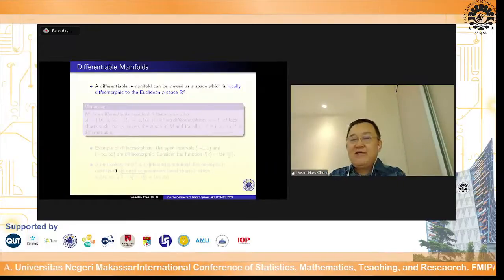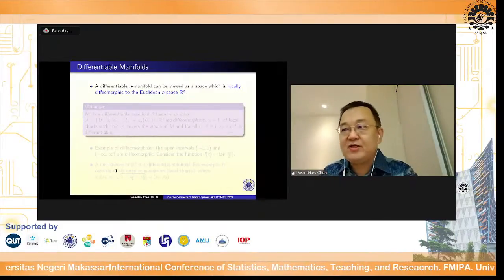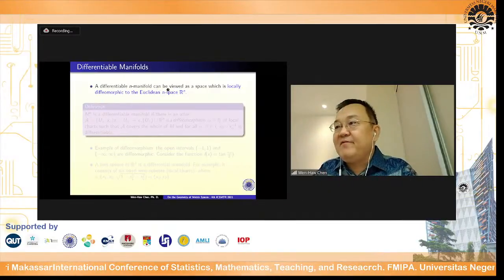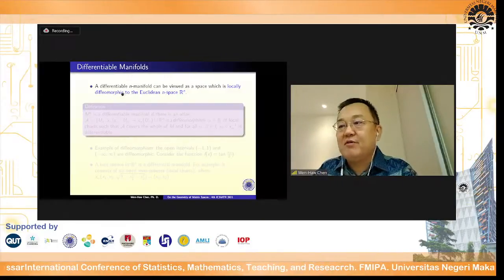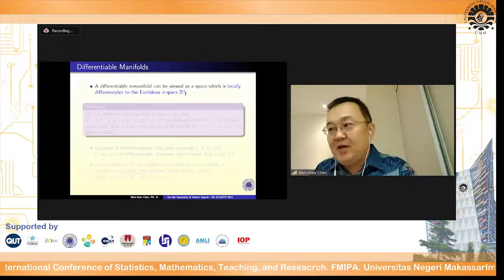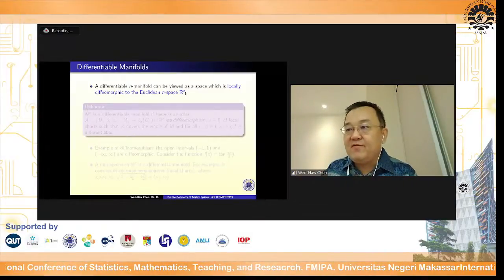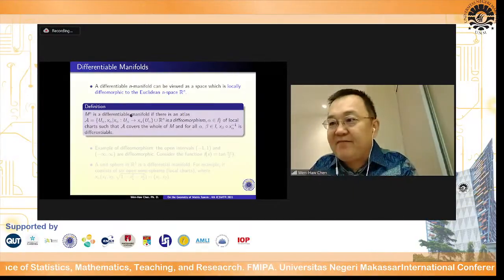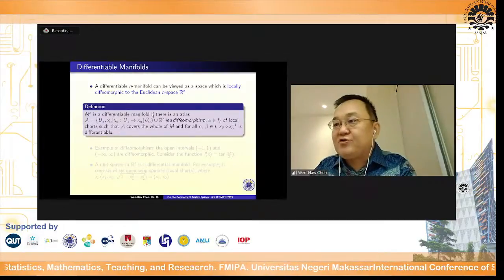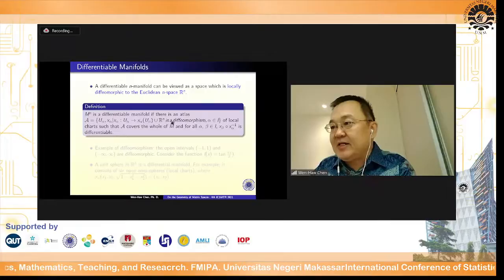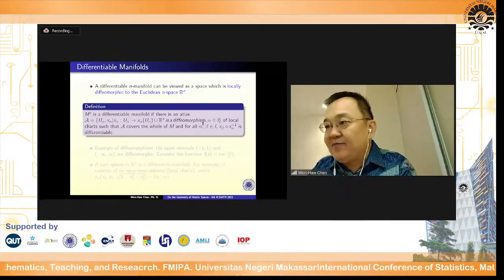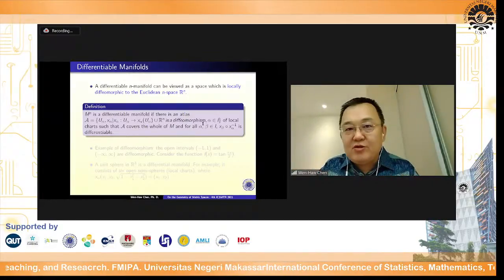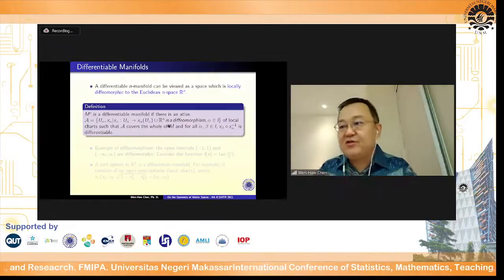Okay, first we briefly introduce the differentiable manifold. A differentiable manifold can be viewed as a space which is locally diffeomorphic to Euclidean space, or locally diffeomorphic to an open set in Euclidean space. So the precise definition is just like this. M is a differentiable manifold if there is an atlas just like this. Diffeomorphic means we have a mapping that is one-to-one, onto, differentiable, and the inverse is also differentiable.